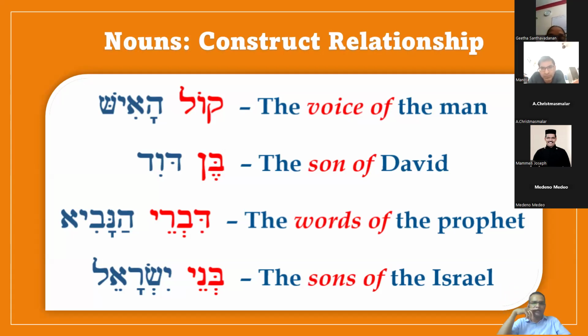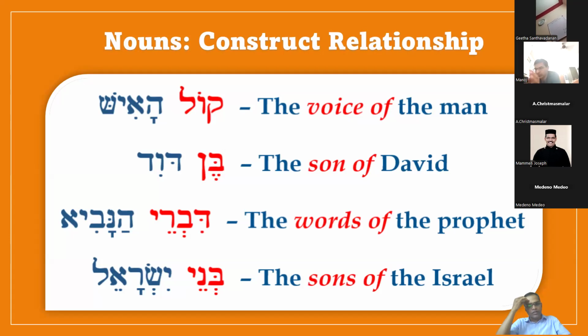The next example. So here it is Ben David. So how come we are putting the definite article there? Yeah, those things I will teach you later on. But since you have asked, let me tell you. In Kol Haish, all the nouns that are in the construct state will not take a definite article. When there is a definite article in the absolute noun, that is applied to the construct noun as well.